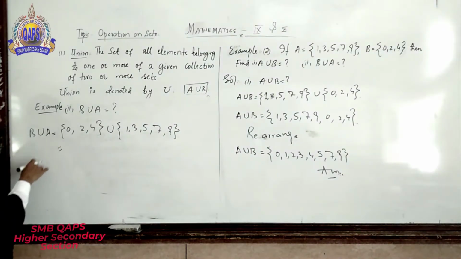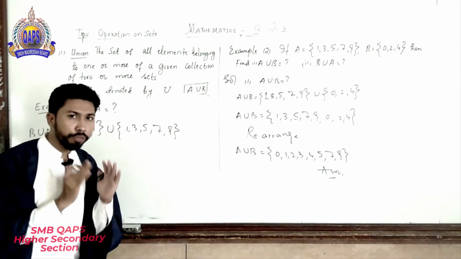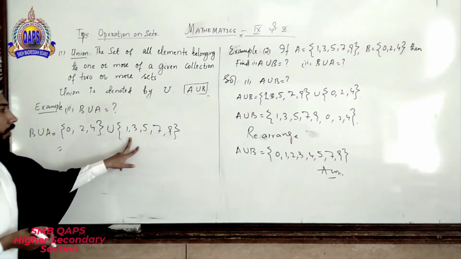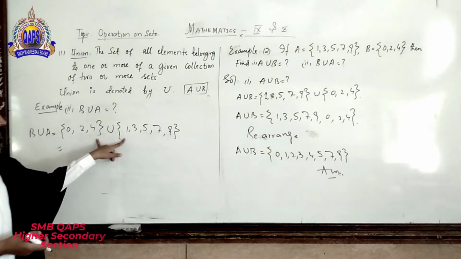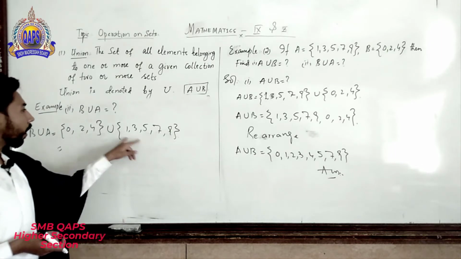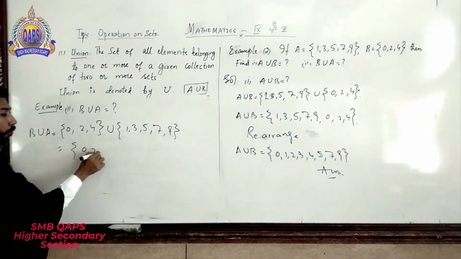So the union is the combination of two sets. Either the elements of two sets are similar or not. Here no elements are similar, then we combine the elements of set B and set A, written in combined form: 0, 2, 4, 6.